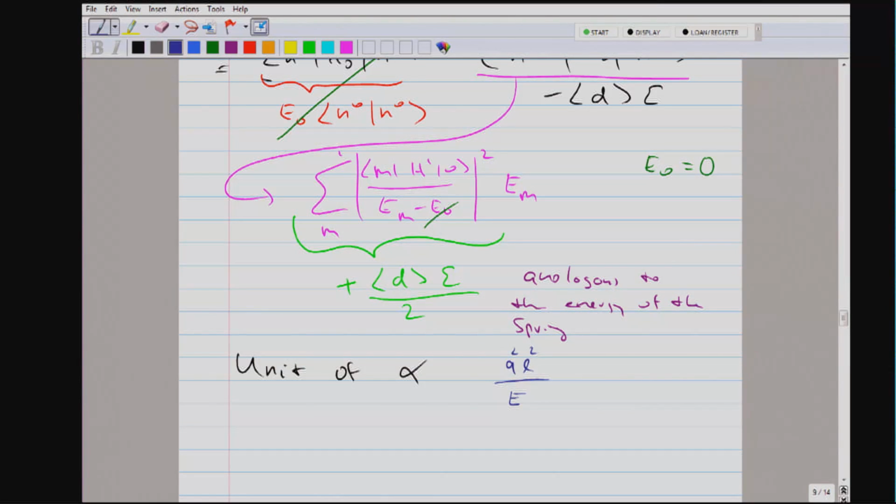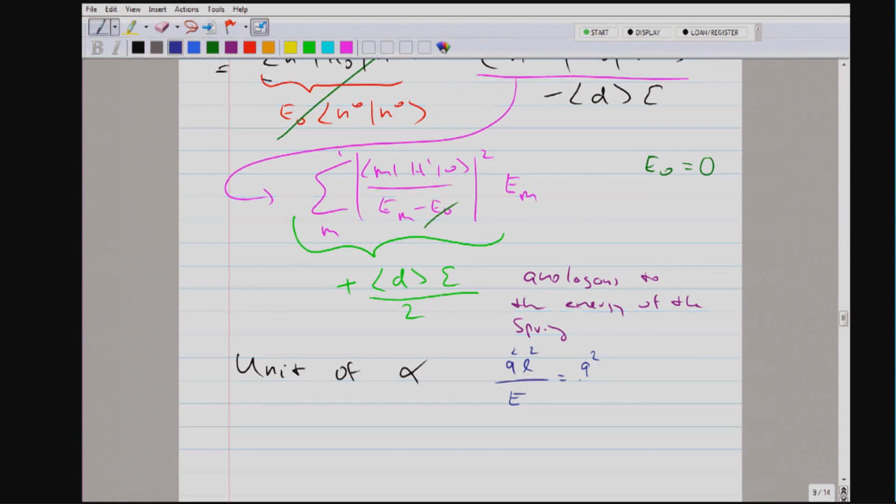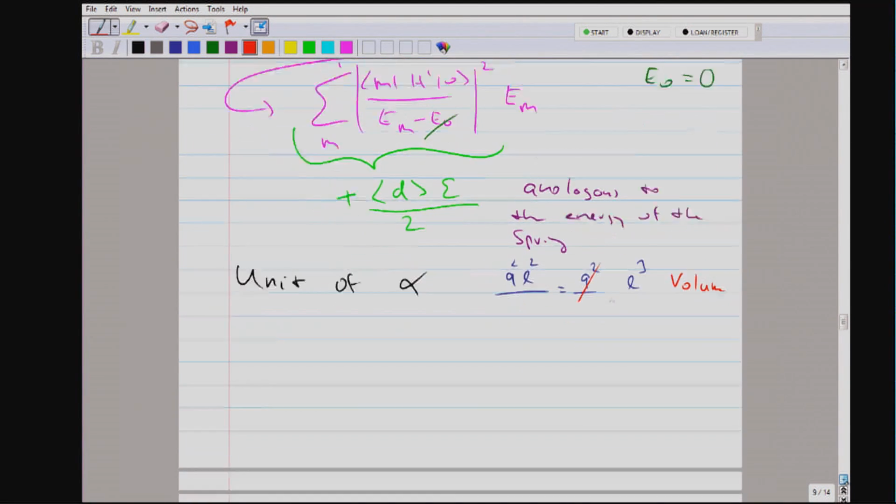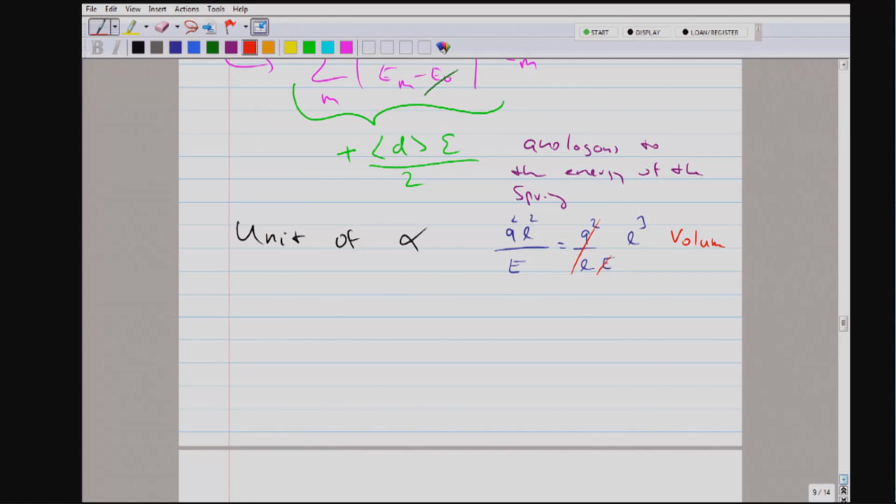Well, we can write that as Q squared over L times L cubed. But Q squared over L is a Coulomb energy, and therefore when I'm interested in the units, the units cancel. So therefore, we find that the unit of the polarizability, at least in CGS units or atomic units, which I've chosen here, is simply the volume. The question is, what volume?